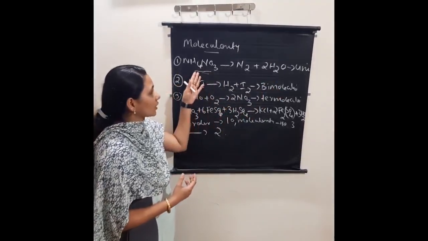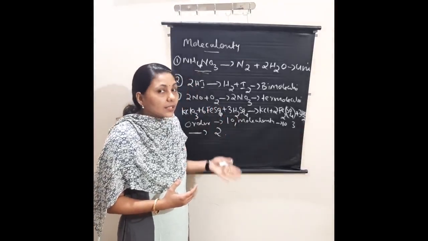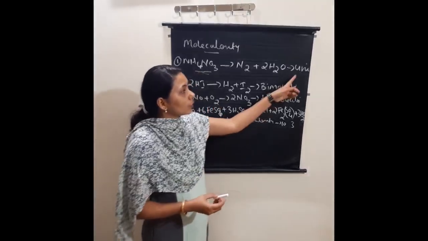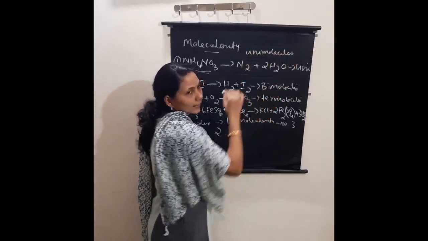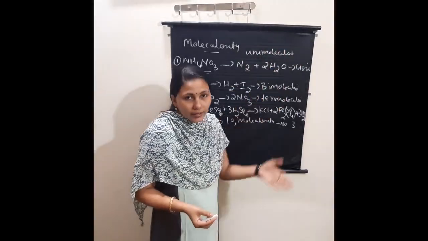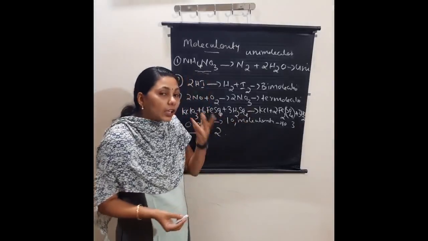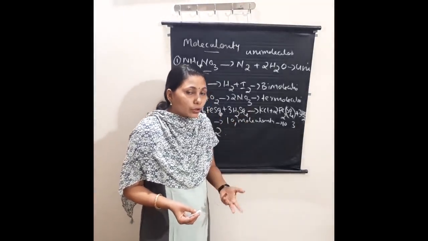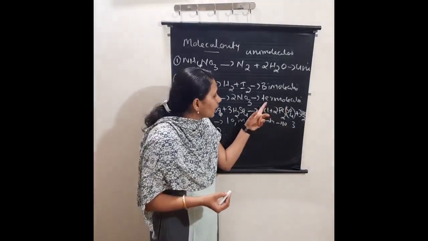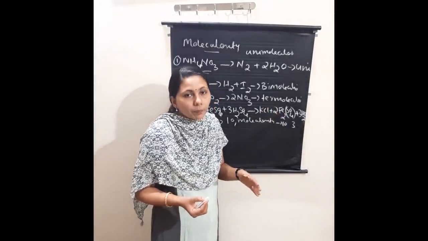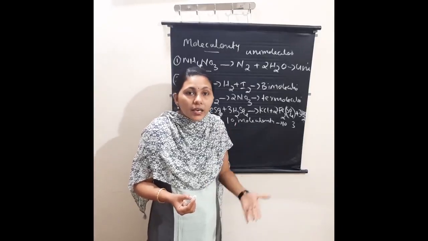Based on molecularity, the reactions are classified into unimolecular reactions, then bimolecular reactions. Bimolecular means two reacting species will be there. If three reacting molecules or three reacting species are there, it is known as a termolecular reaction. Simply we can say molecularity means the number of reacting species involved in a reaction.